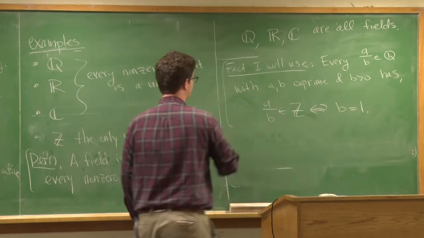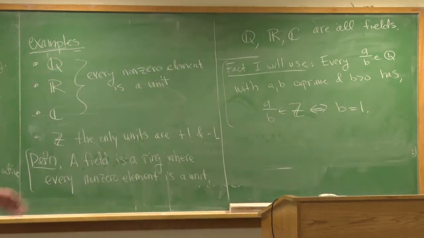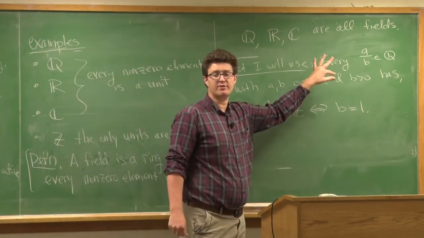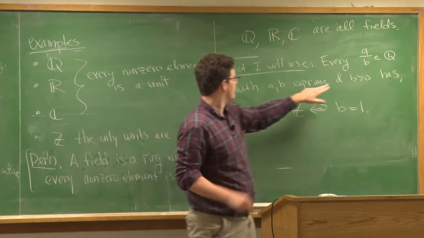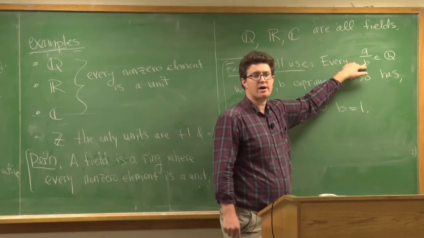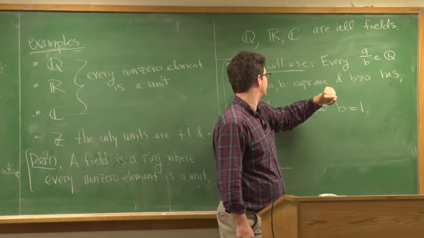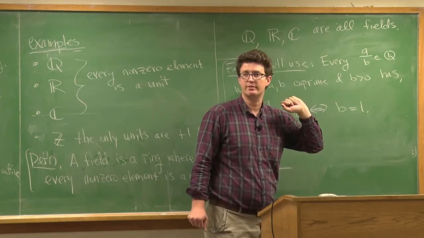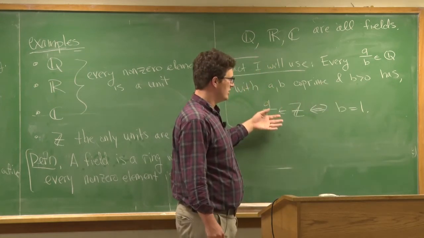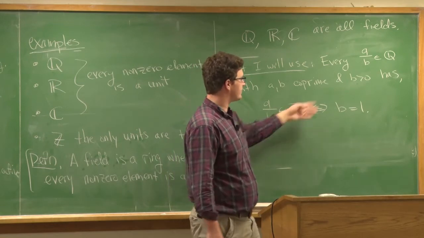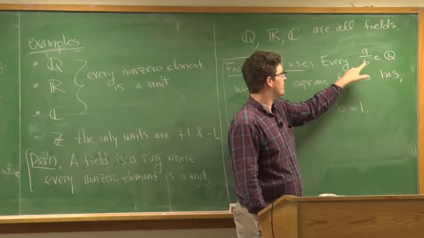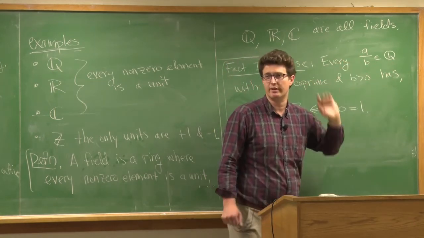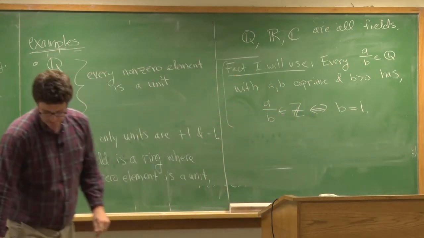We've talked about this before, but every rational number can be written this way. If they have something in common, then you can cancel out the common factors. If it was a negative number, you could make the top or bottom negative, but we'll assume that the bottom is not negative and b is not equal to 0. Z is a subring of Q, so every integer is a rational number. They're the fractions of the form a over 1. I'm just going to use that.